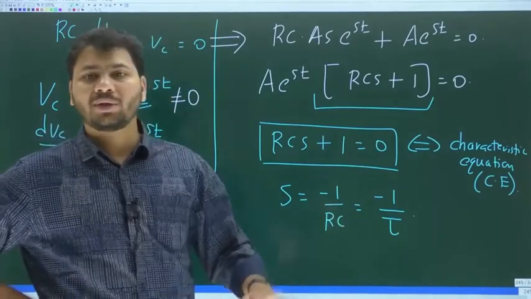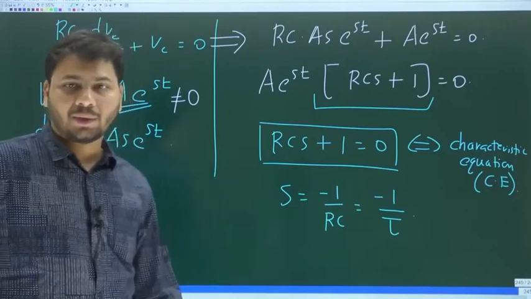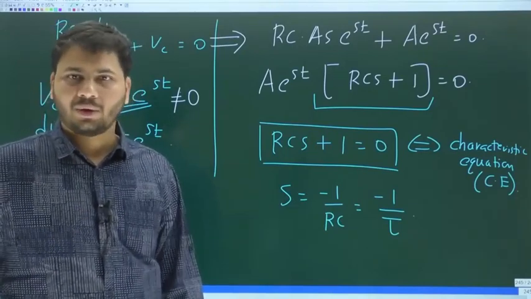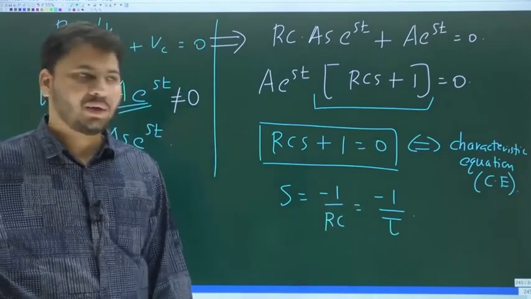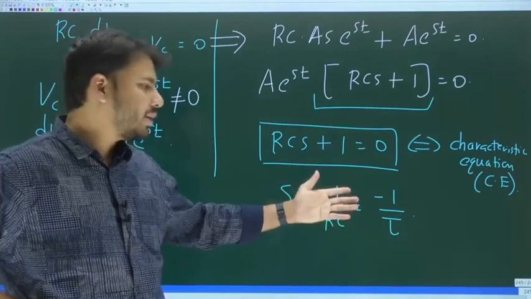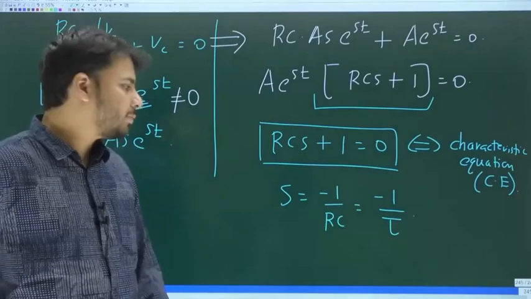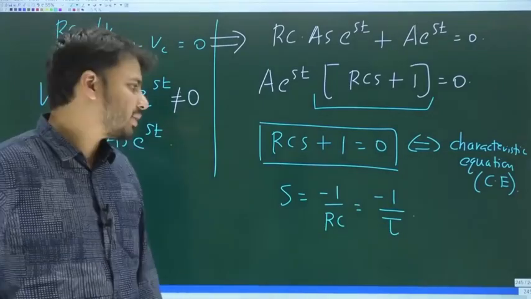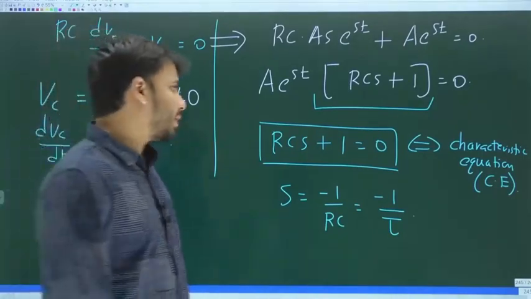And why are the poles important? As you all said, poles will decide the transient or the natural response. I hope it is clear. So poles will decide the transient or the natural response. As you can see here, the pole of an RC circuit is equal to minus 1 by tau, which is negative real. So it will lie on the negative real axis. So the transient response will consist of one decaying exponential.